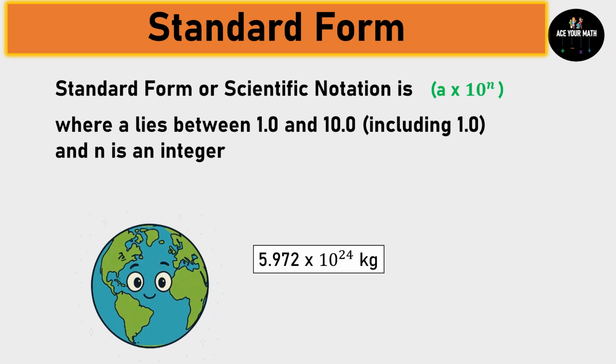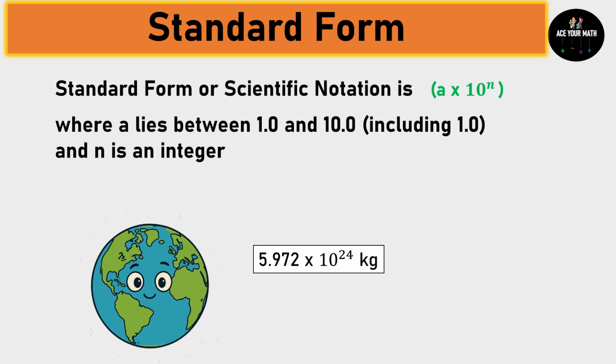Now let's first see the definition of standard form or scientific notation. It is a times 10 raised to the power n. The value of a is very important here. It lies between 1 and 10. 1 is included here, but 10 is not included. And n is an integer. It means n can be 0, or positive or negative.